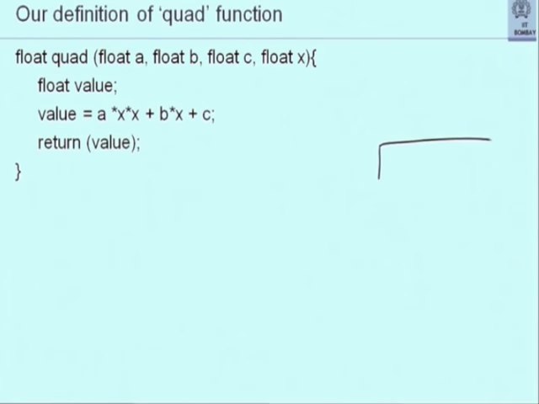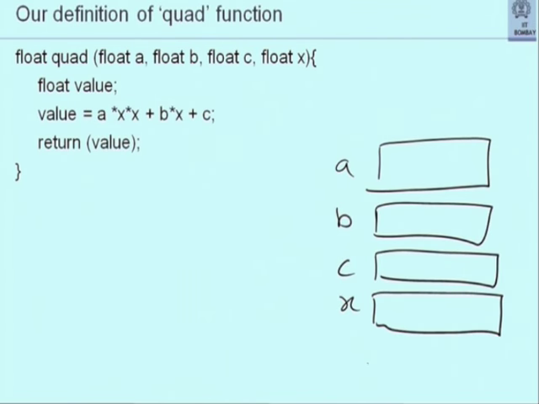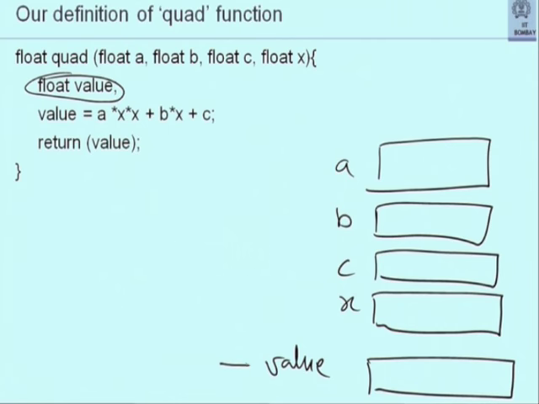These locations are different. What are these locations? It will put a location for A. It will put a location for B. It will put a location for C. It will put a location for X. And of course, it will put a location for value. How does it know how many locations are required? Simple. As many locations as are declared within this function. How many locations are declared within the function? Only one. Float value. And therefore, I get this location reserved by the compiler.